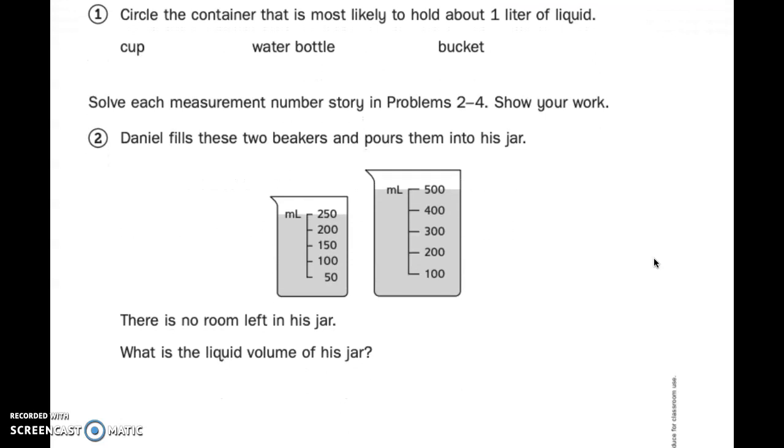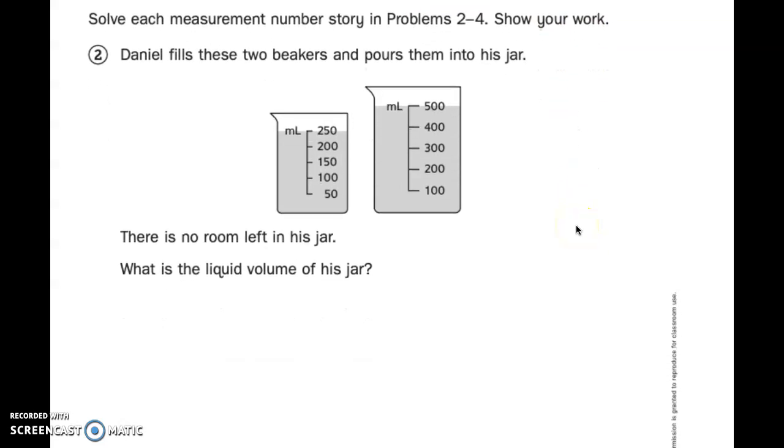Okay, number 1 says circle the container that is most likely to hold about 1 liter of liquid. Think about what a liter is. Could a cup hold 1 liter, a water bottle, or a bucket?